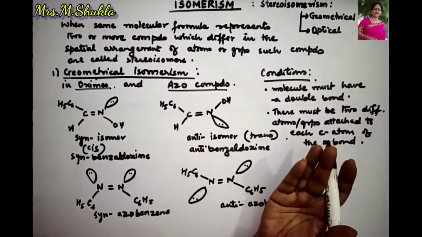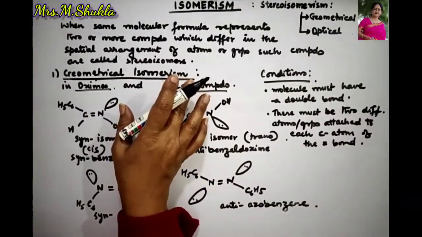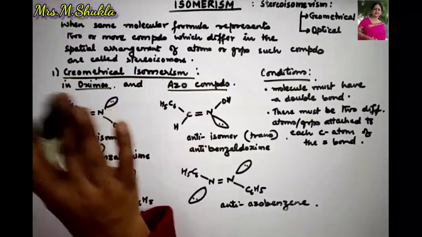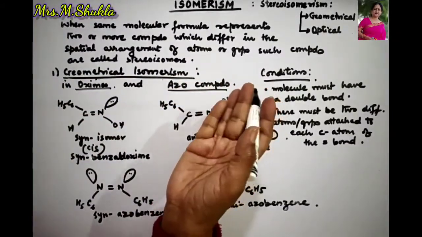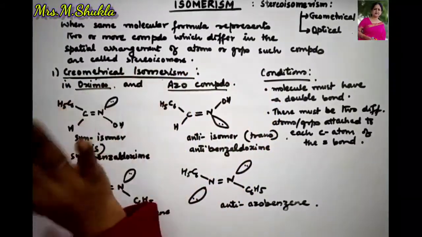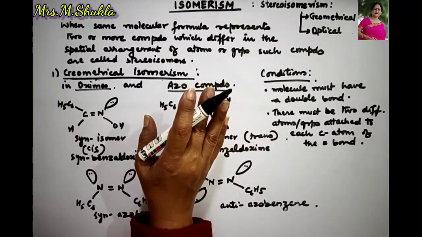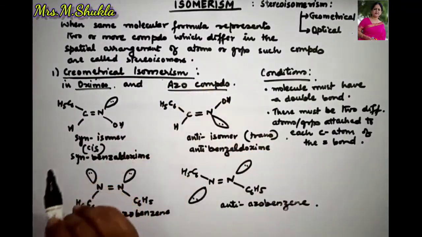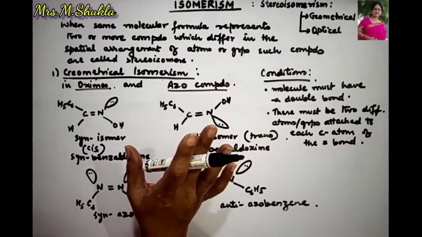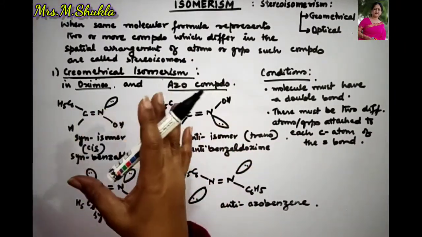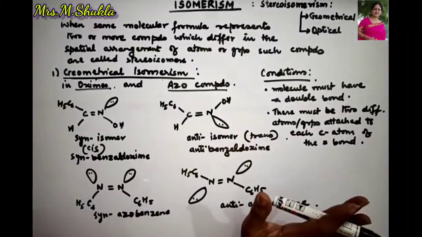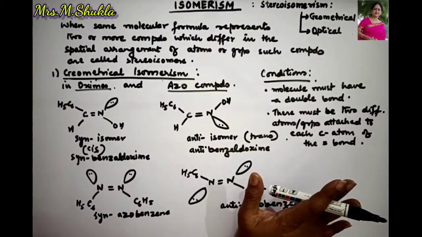Now, what are the characteristics of geometrical isomerism? The geometrical isomers have different physical properties, but identical chemical properties. And the stability of the two isomers is absolutely different. For cis and trans, they are very different. The trans isomer is more stable than the cis isomer. I hope this point is also very clear.